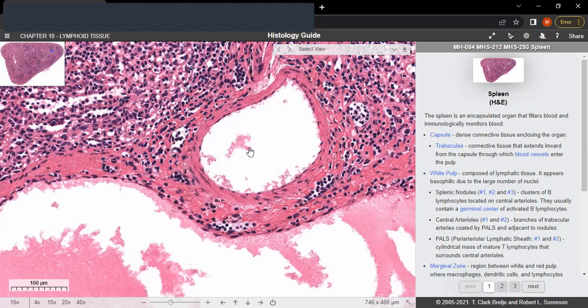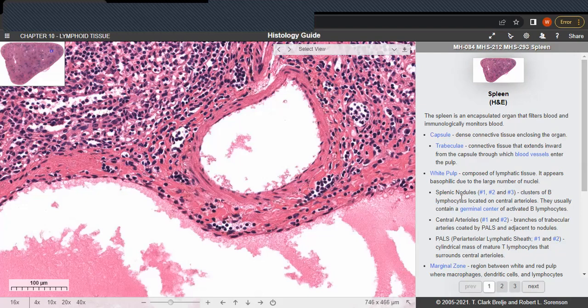The parenchyma is divided into two. We have what is known as the white pulp and the red pulp. White pulp is an immunological barrier, whereas the red pulp is involved in blood filtration. So let's look at this. The white pulp is composed of lymphatic tissue. It appears basophilic due to the large number of nuclei.